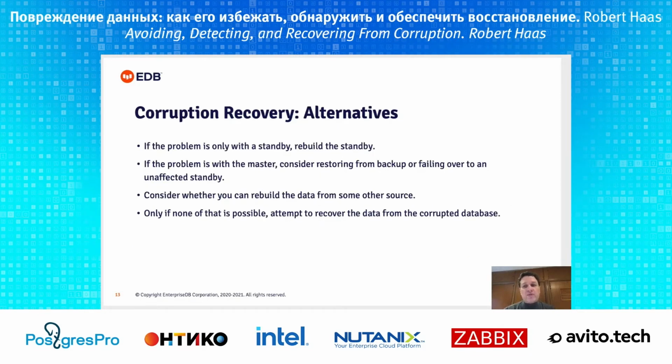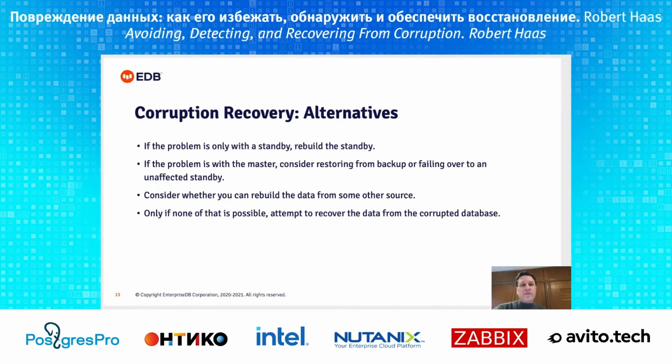So if you do have a corruption problem, what do you do about it? Well, the thing you should try to avoid is fixing the corrupted database. You should look for some other alternative. For example, if you have a master and a standby, and the master seems okay, but the standby has a problem, don't try to fix the standby and put it back into service. Just rebuild the standby. Get rid of the database cluster that's currently on the standby, do something about any hardware problems that may exist on that standby, and then reclone from the master and create a new standby.